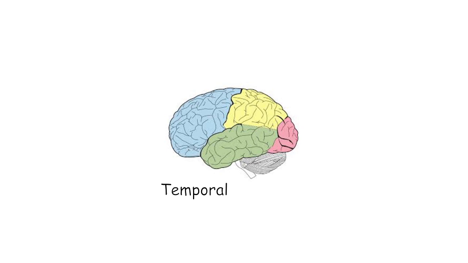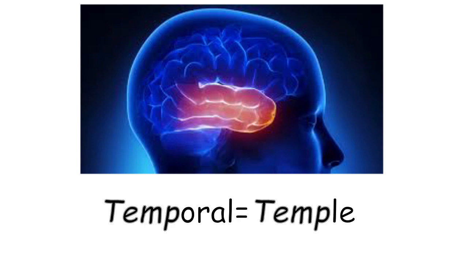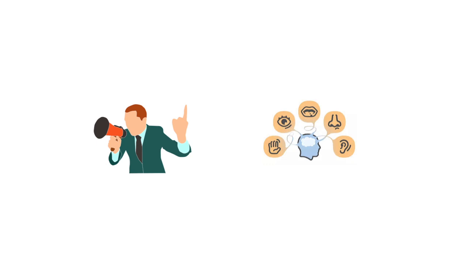The next lobe is the temporal lobe. The temporal lobe is located on either side of the head, lying underneath the temples. Easy to remember once again. Temporal, temple. The temporal lobe's main function is concerning speech, but is also known for sensory input.